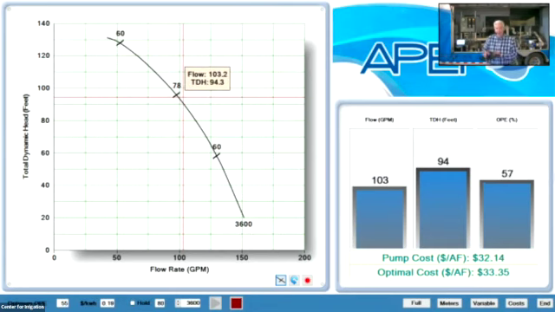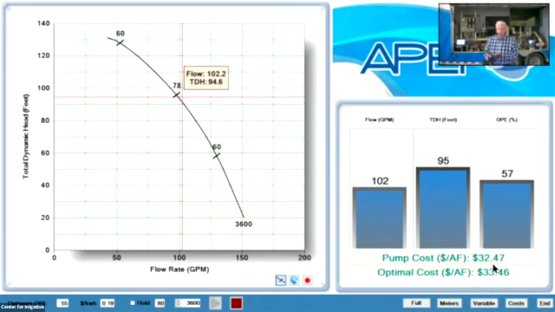So, all right, let's look at our chart here. Where are we at? We're at about 103 gallons per minute, 102. The numbers are bouncing around. We're at about 94 feet of total dynamic head. You see, we're right close to our most efficient point here. Our bar graph shows 140 gallons a minute with 95 feet of head, and it shows us at about 56, 57% efficiency there.